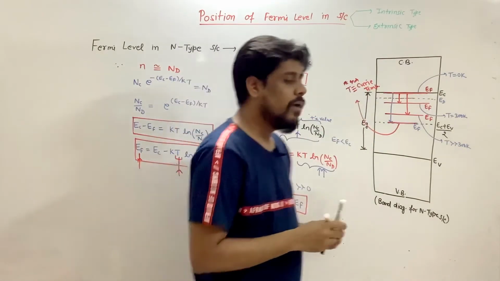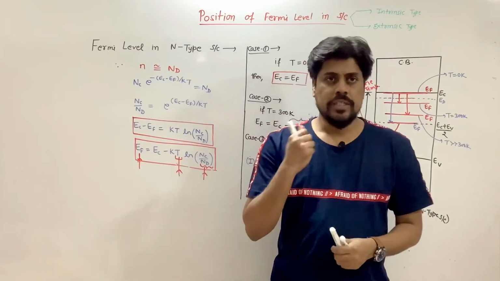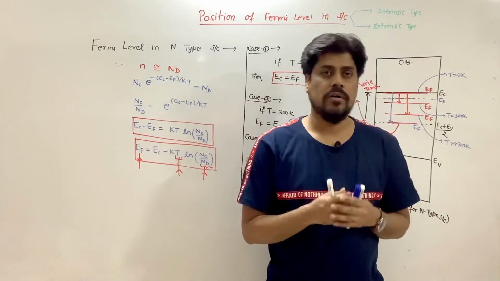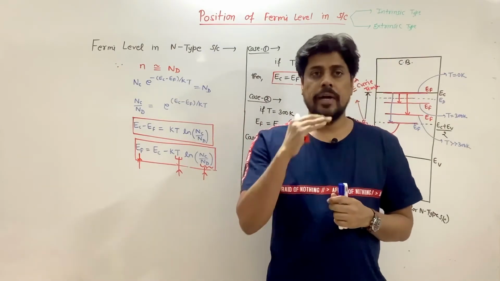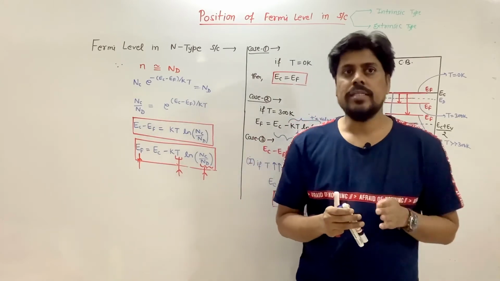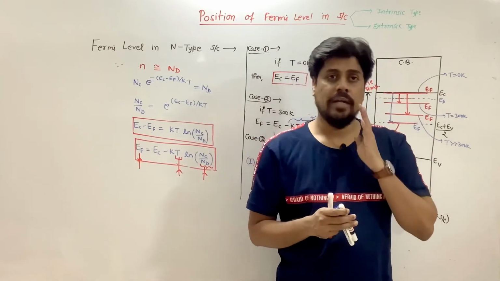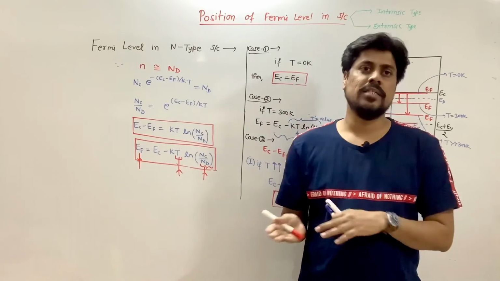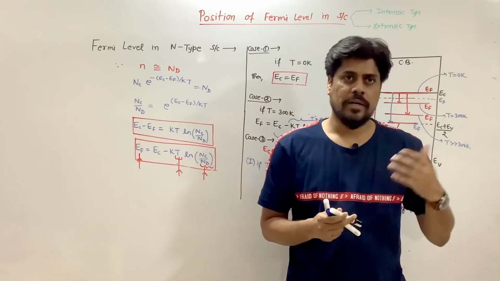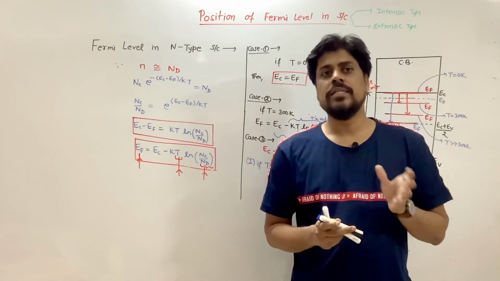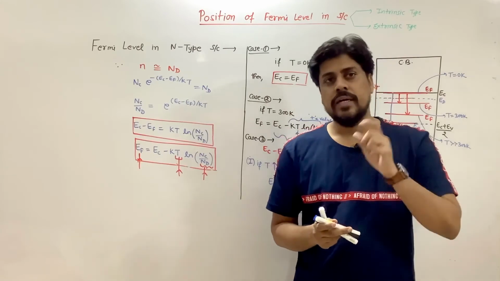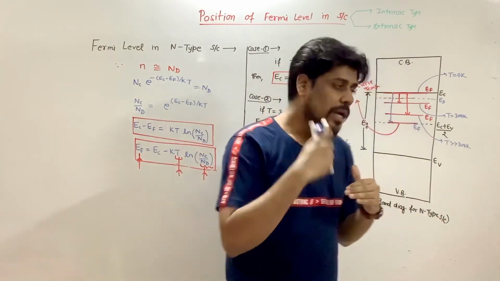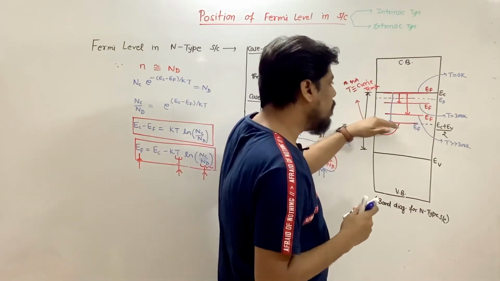One more point: in our last topic, the position of Fermi level in intrinsic semiconductor, we saw that the Fermi level lies at the mid of the band gap, and we know that in intrinsic semiconductor the conductivity is very low compared to extrinsic semiconductor. That is the reason we use extrinsic semiconductor, not intrinsic semiconductor, in our laboratory, because conductivity is the main thing. Conductivity for intrinsic semiconductor is very low. In intrinsic semiconductor, the Fermi level lies at the mid of the band gap.